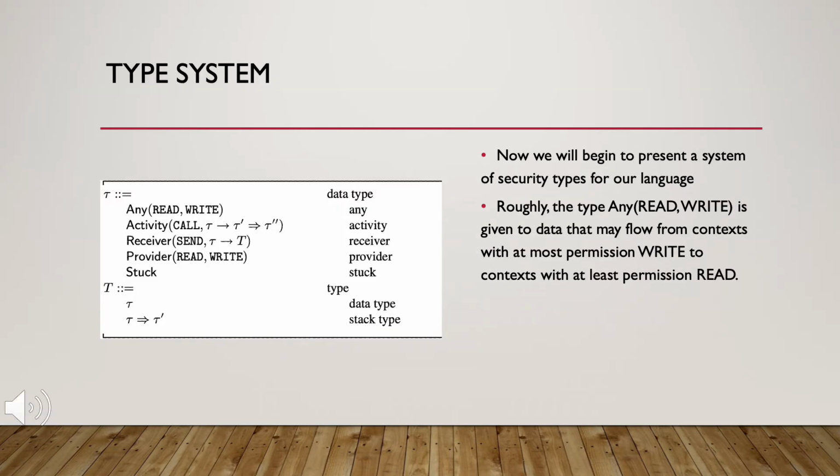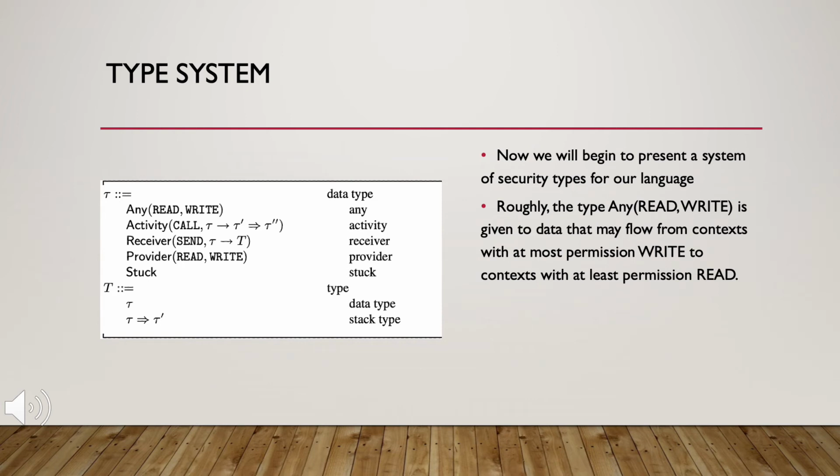Now we are at the type system part of the presentation. We will begin to present a system of security types for our language. The any read write is given to data that may flow from context, which at most permission write to contexts with at least permission read. Now, this may be a little confusing, but pretty much what this is saying is, in order to get permission to write, we must have permission to read. And this is very imperative.